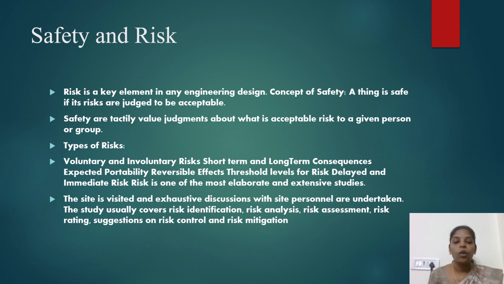The voluntary and involuntary risk, short-term and long-term consequences, accepted probabilities and reversible effects. They show levels for risk, and the intermediate risk is one of the most elaborate and exhaustive studies. So risk is short-term and long-term. Two types of terms are there.